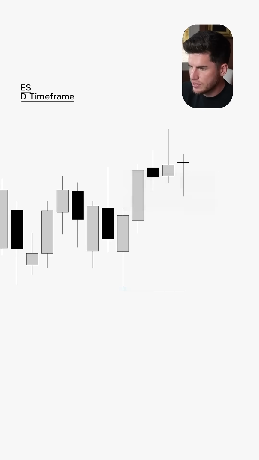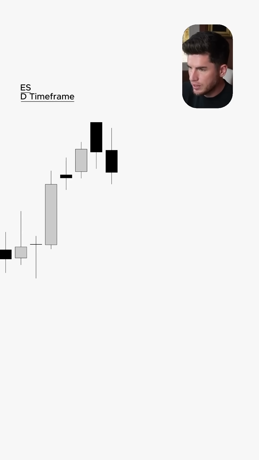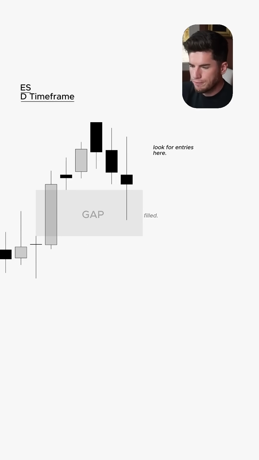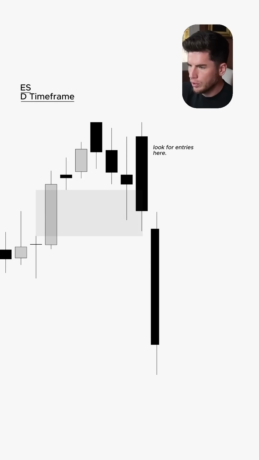Let's see if we get a continuation to the upside, which we do. A very impulsive candle with an even larger gap. How soon after is this gap going to be filled by future price? There we go. An excellent draw on liquidity, which you can trade into on a 4-hour or below before 100% of that gap is completely filled.